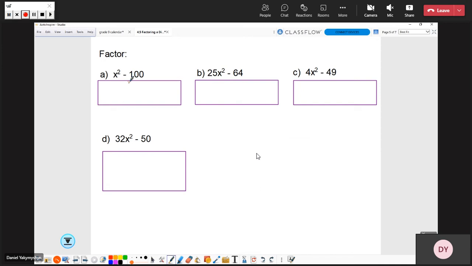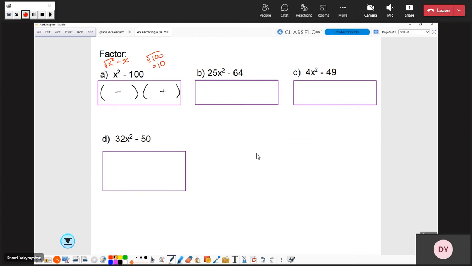We have a difference, which is subtraction of two square terms. So what we can do is think about the square root of x squared, which is just x. Think about the square root of 100, which is 10. Our answer will always be 2 brackets, 1 with a minus, 1 with a plus. That's the way difference of squares just works out.